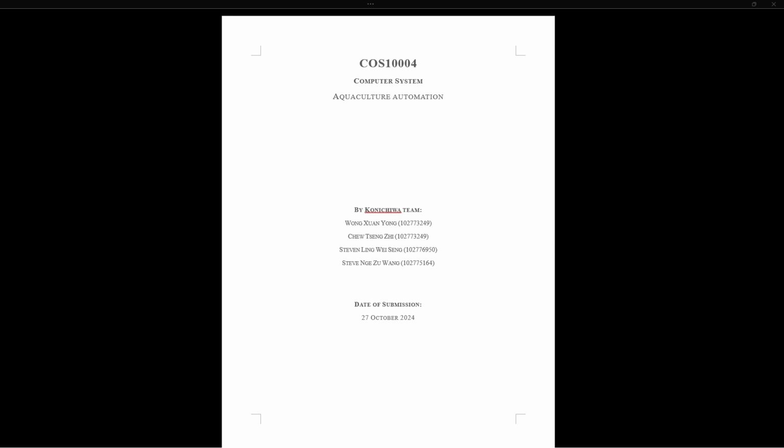Together, we have conducted a detailed study on aquaculture automation systems, examining various technologies and the impact on the efficiency and sustainability of aquaculture operations. In my part, I will explain the background study we did on the key functions of automation systems and compare some of the most popular systems available in the industry today.